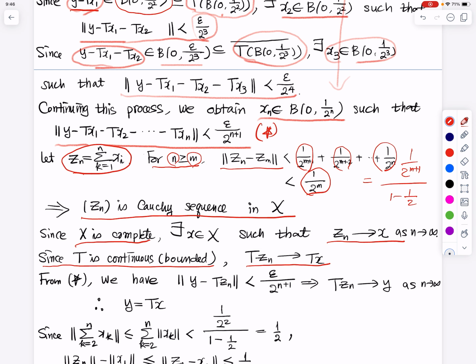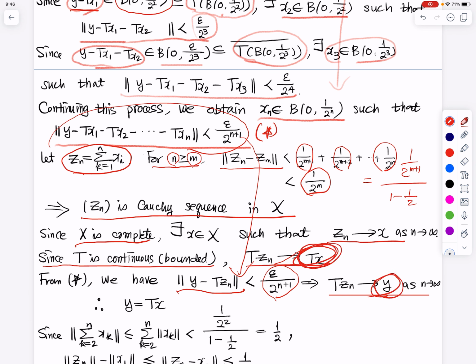And then I compute, finally we have norm of y minus Tzn is less than epsilon over 2 to the n plus 1. So from here, star, we get that Tzn converges to y. Here Tzn converges to Tx, and this also converges to y. By the uniqueness of the limit, y should be the same as Tx. So y equals Tx.